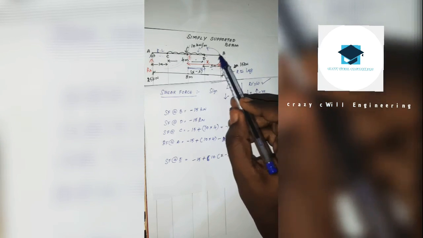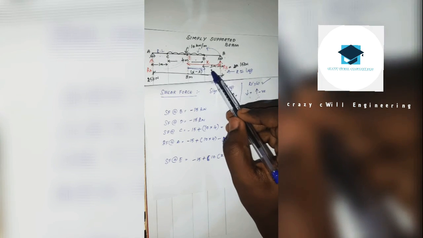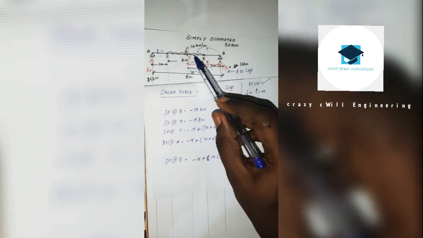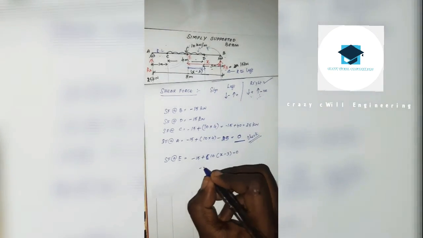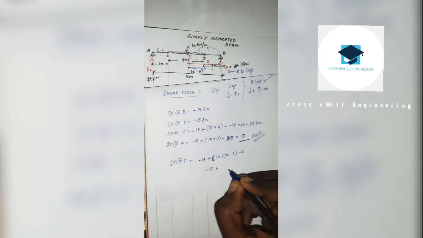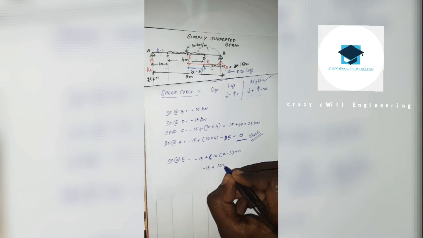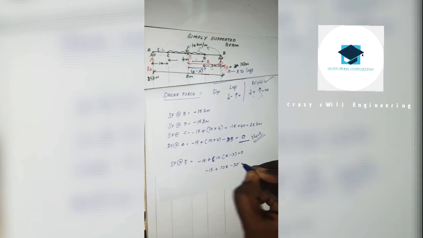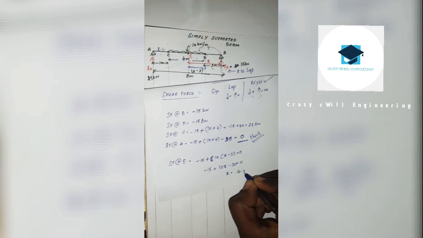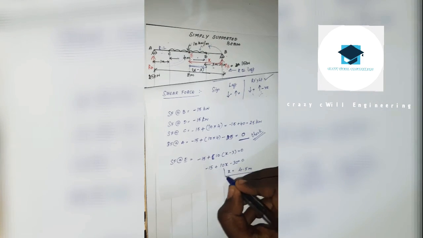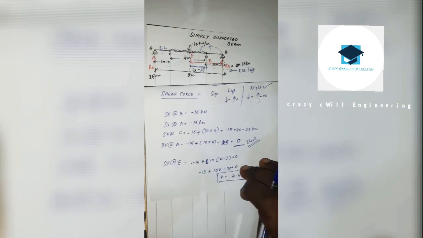The no load condition is 3 meter. So x minus 3 is the value of the UDL distance. So equal to 0: minus 15 plus 10x minus 30 equal to 0. X equal to 4.5 meter. Why am I calculating this?